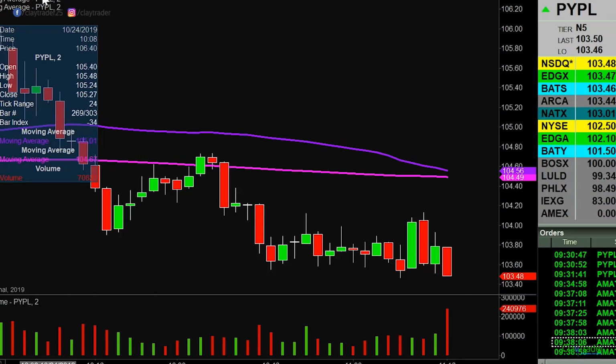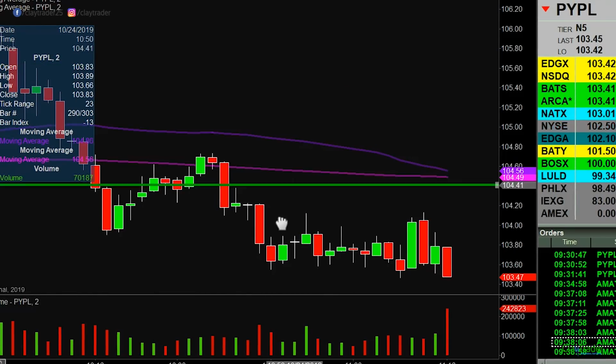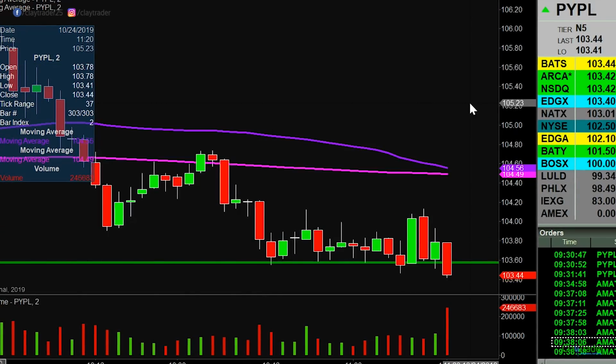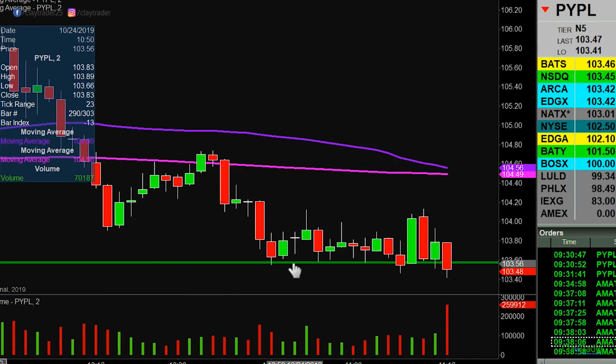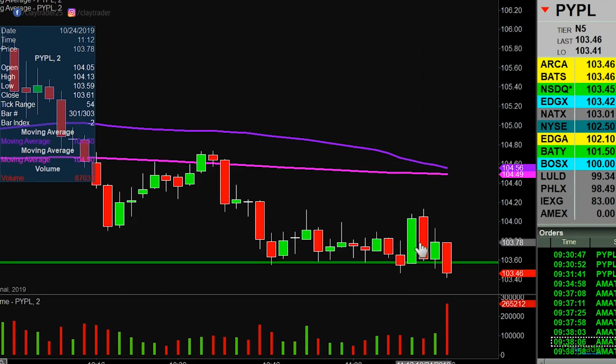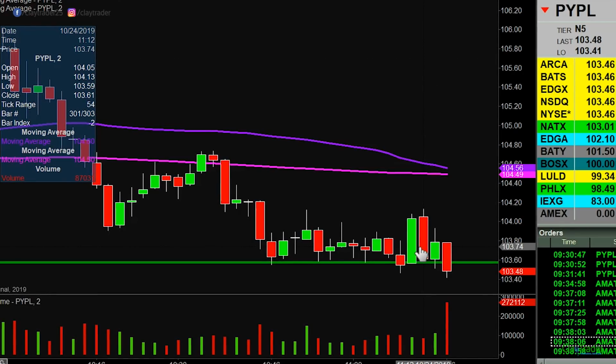So in fact, I'm thinking that if it breaks down through that level, we're going to get a bigger move to the downside. And I was a little too late in that little statement there, but we'll see what happens with it. But point being that real-time data is very important.